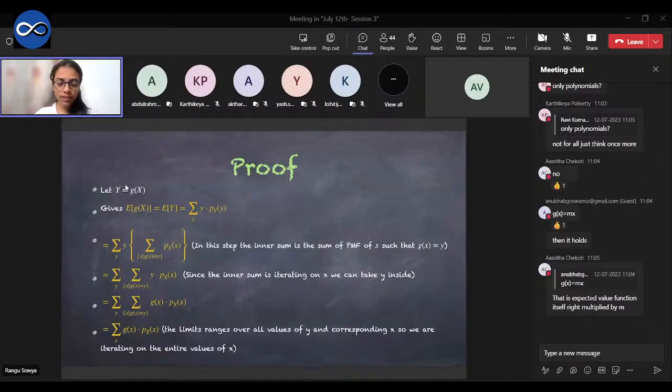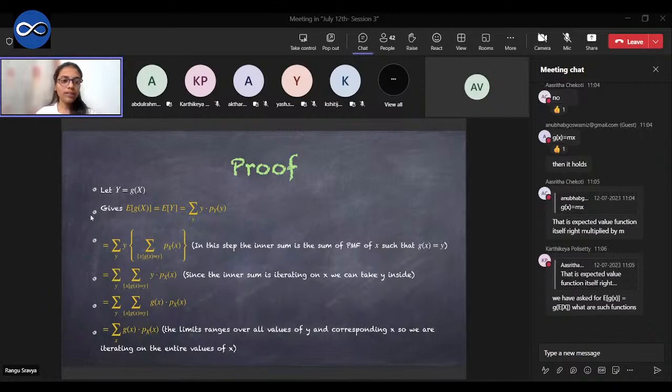We will be considering all those x which satisfy g of x equal to y and add those probabilities to get the probability that Y equals y. So we got sigma x such that g of x equal to y, px of x here. And in the next step, it will be sigma y, sigma x such that g of x equal to y, y into px of x. Now y equal to g of x, so substituting here. And now sigma y, sigma x such that g of x equal to y, g of x into px of x.